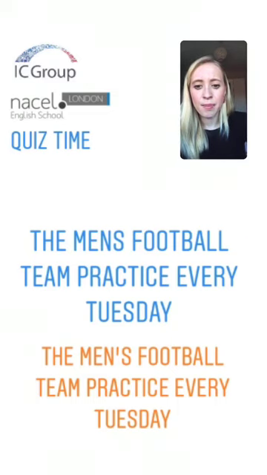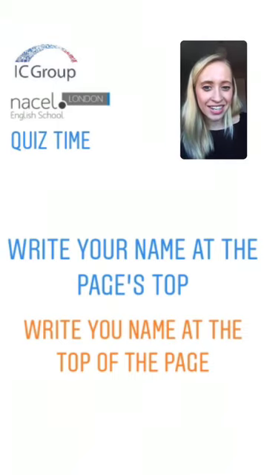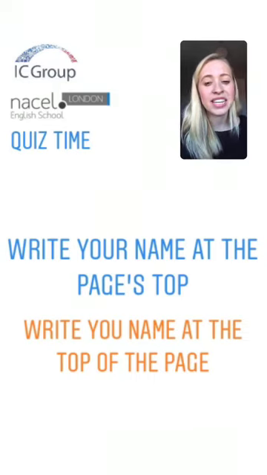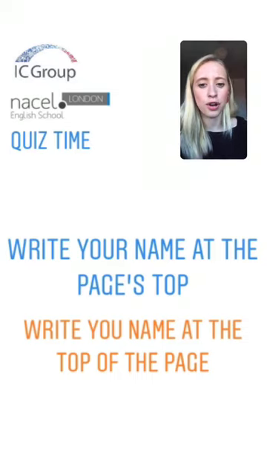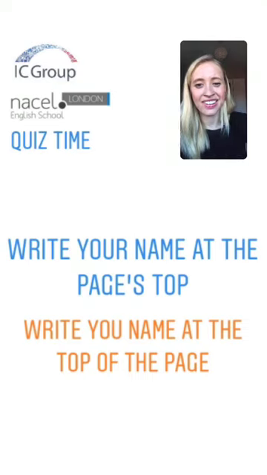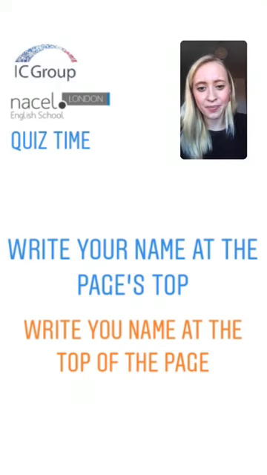Okay, moving on. Write your name at the page's top. This is incorrect. What you should say is write your name at the top of the page. We said that we use the possessive S, the apostrophe S, for people and for animals mainly. So here we can use of. I hope that you are following. I can see lots of you did get this one correct, so well done.